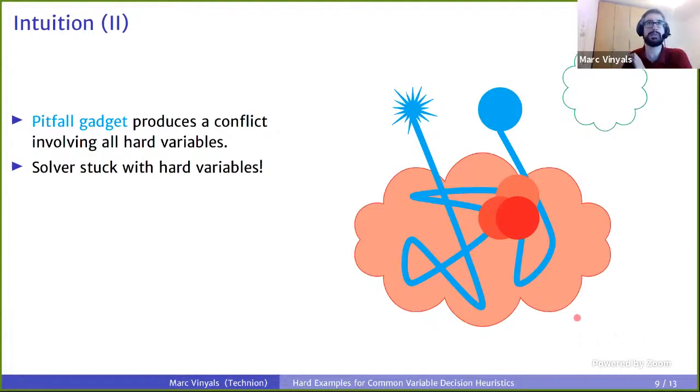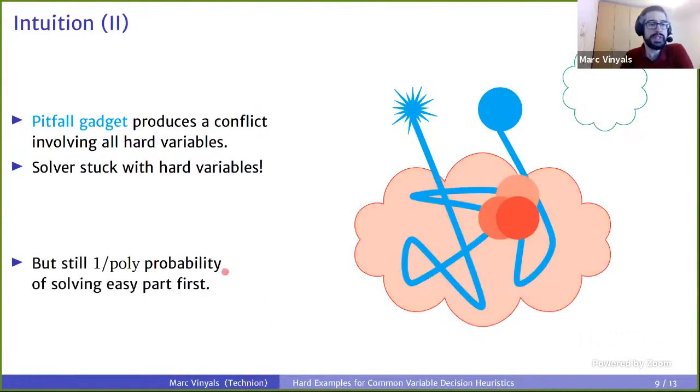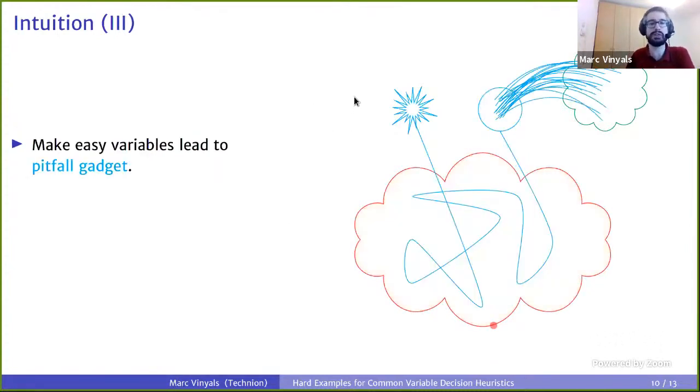Now, this is almost it. There's only one small thing: we still have a small but non-zero probability of solving the easy part first, right? This was true if the solver started talking about the pitfall gadget, but maybe it starts talking about the easy part first. So in order to fix that, we can also add a few more clauses that will make the solver, when it starts talking about the easy part, automatically shift its attention to the pitfall gadget, and then we are in good shape because the pitfall gadget will propagate and all the previous reasoning will hold.